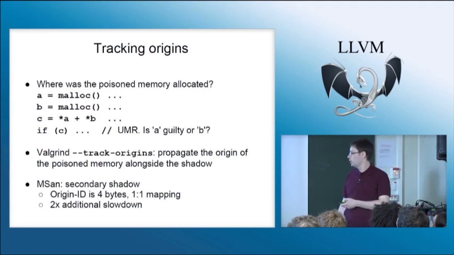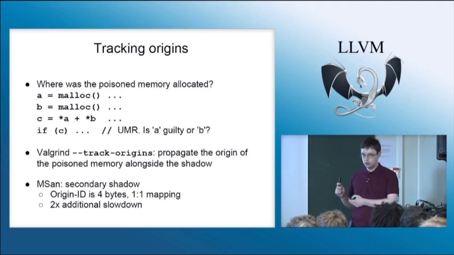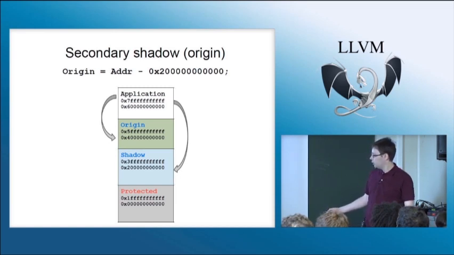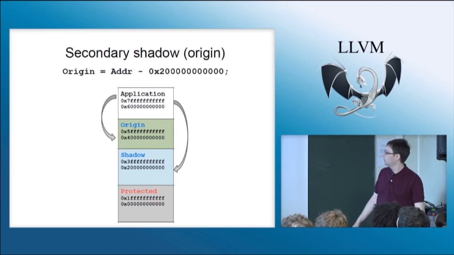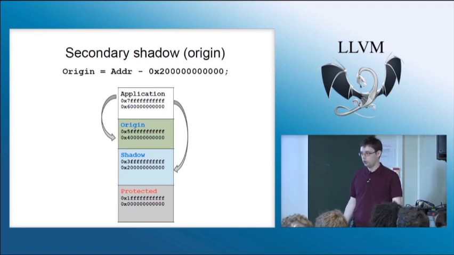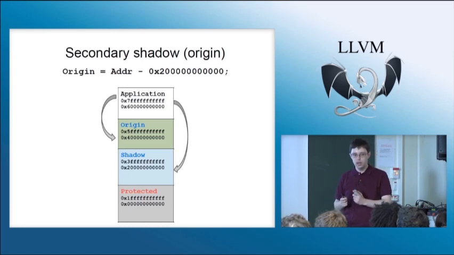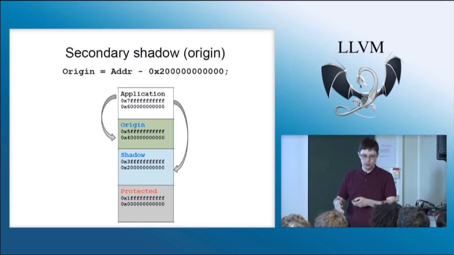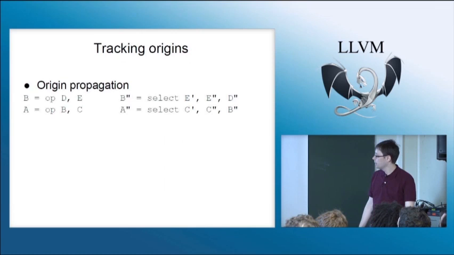To track that, we use a secondary shadow. We've got a 4 byte origin ID for each 4 bytes of application memory. We place it alongside the normal shadow, and it is obviously not exact. So if 4 bytes of application memory contain uninitialized values coming from different allocations, then we may report either of them. In fact, we will always report the one that was mixed in later, the latest.